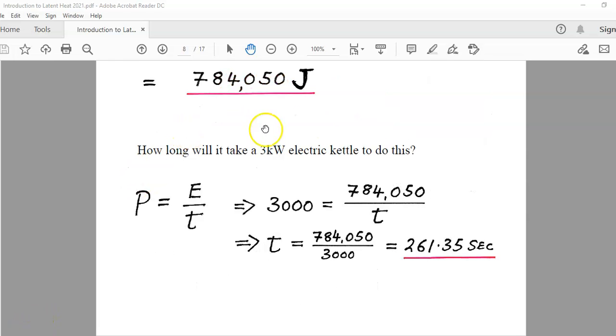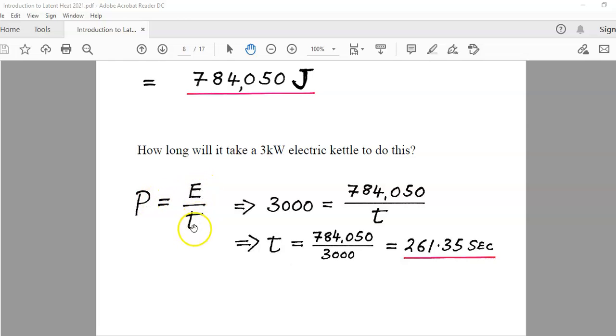And I've actually just attached on another little part of this to bring power into this question. How long will it take a 3 kilowatt electric kettle to do this? How long will it take a 3 kilowatt electric kettle to add that much energy to the water to cause the rise in temperature and the change of state?